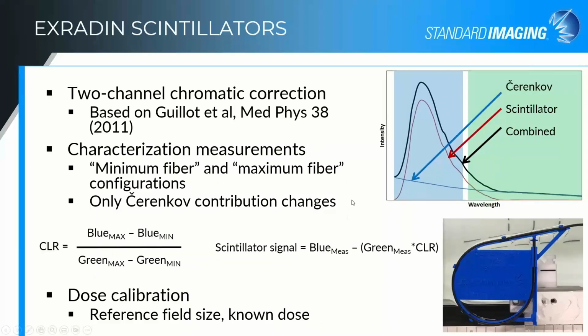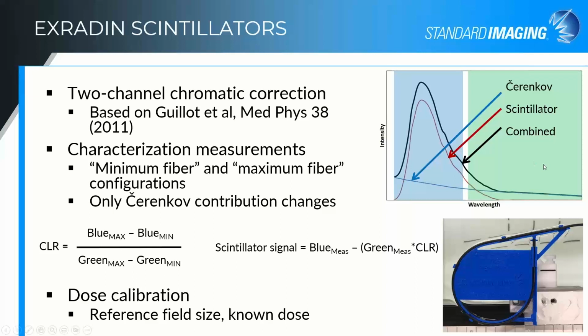In order to correct for that Cherenkov signal, we use a 2-channel chromatic correction based on a publication by Matthew Guyot et al. from 2011. This is a representation of our scintillator signal. We have that blue scintillator. Cherenkov is this broad spectrum contamination. And so what we have you do is a couple of measurements where you keep the dose to the scintillator the same, so this portion of the spectrum doesn't change, but you change the amount of optical fiber in the field so that this Cherenkov spectrum shifts.